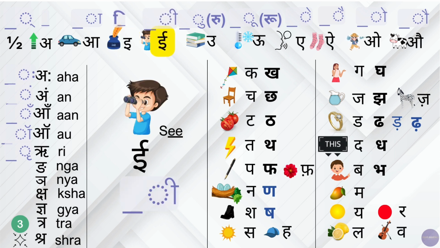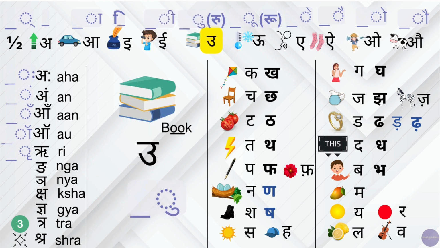E as in see. E. O as in book. O. Notice the add-on symbol. R is the only letter which does not follow the normal add-on symbol rule for O. It is written in a different way as highlighted.